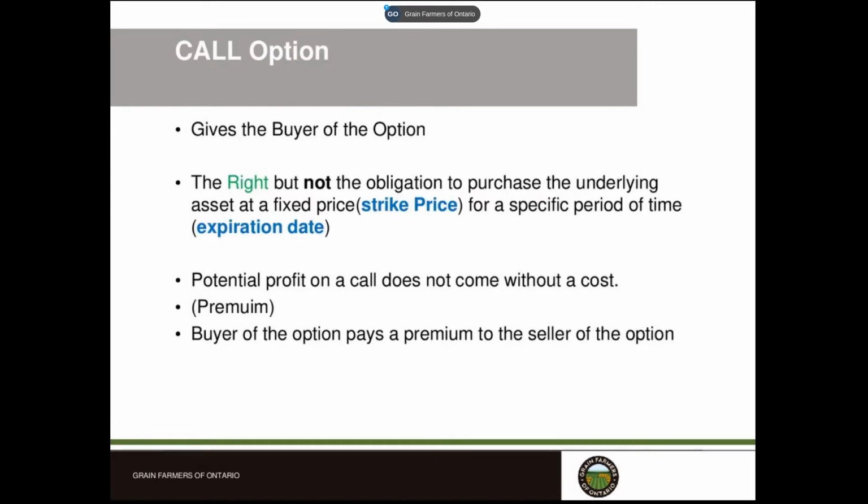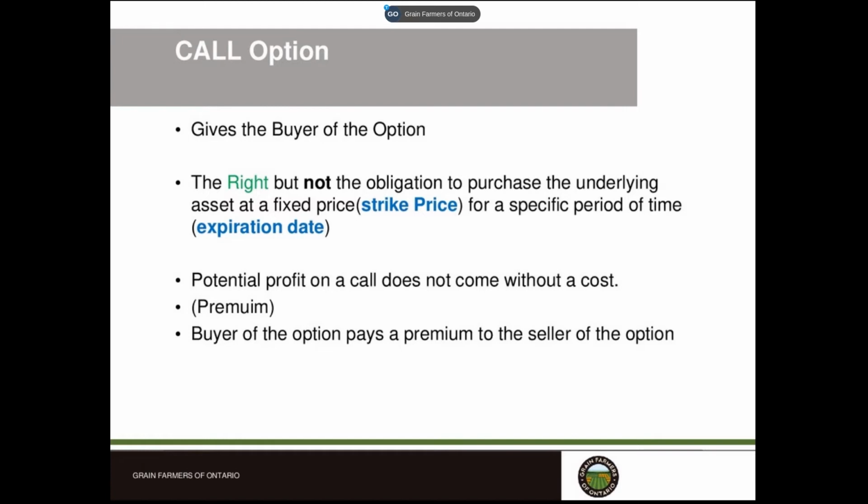So again, let's review the call option. A call option gives the buyer of the option the right, but not the obligation, to purchase the underlying asset at a fixed price, the strike price, for a specific period of time called the expiration date. And the potential profit on a call does not come without a cost. Of course, you have to pay the premium. The buyers of options pay a premium to the seller of the option. So again, the seller of the option is dictating what he wants for the risk that's involved.